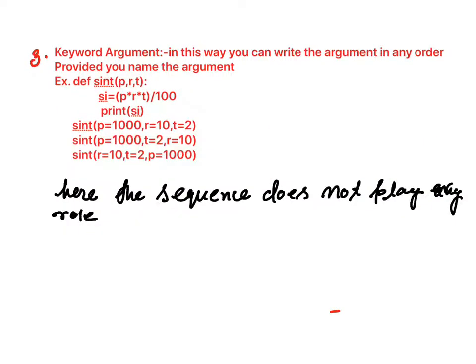Now the third one is a keyword argument. This is a very important concept once again. If you see this example, in this way you can write the arguments in any order provided you name the argument. Now suppose you have three variables. Again, the same example I am taking here, the simple interest, and here I have given P, R and T. These three values are there.